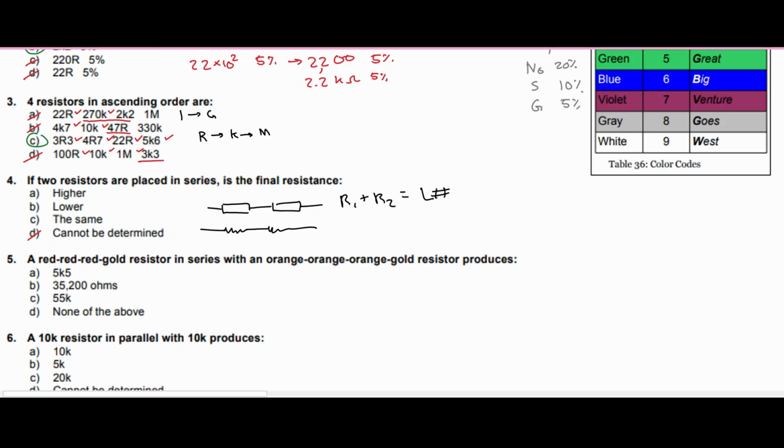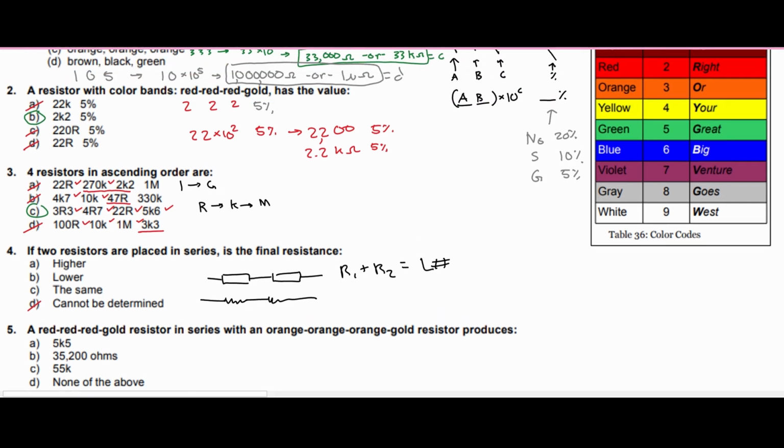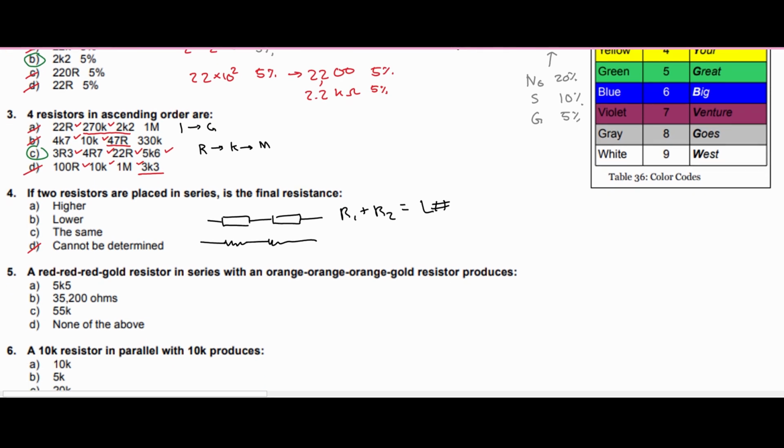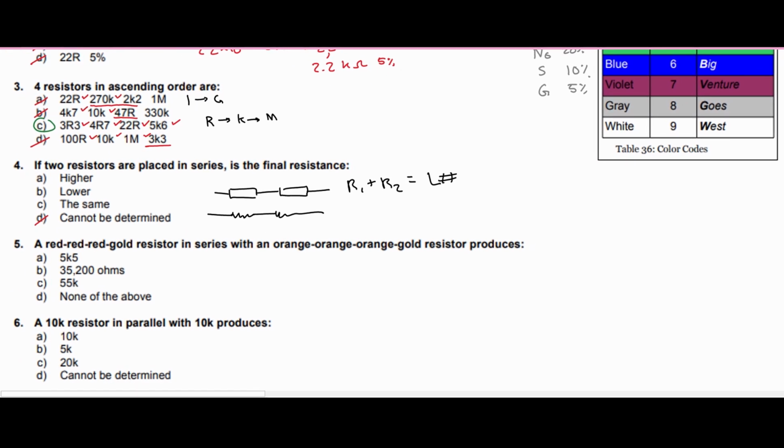For part 5, we are told that a red, red, red, gold resistor is in series with an orange, orange, orange, gold resistor. And we need to see what that produces. So if it's red, red, red, looking at the table, we know that it's going to be 2. And then for the orange, it's going to be 3. We are going to have a 2 times 10 squared. And then we are going to have our gold resistor, which is 5%, plus our orange, so 3 times 10 cubed per orange. And then we're going to have 5% resistance.